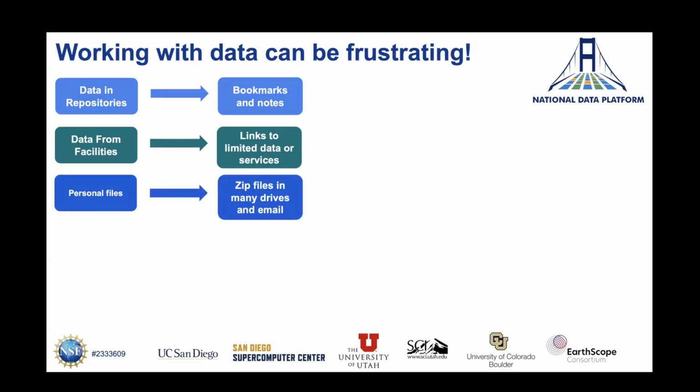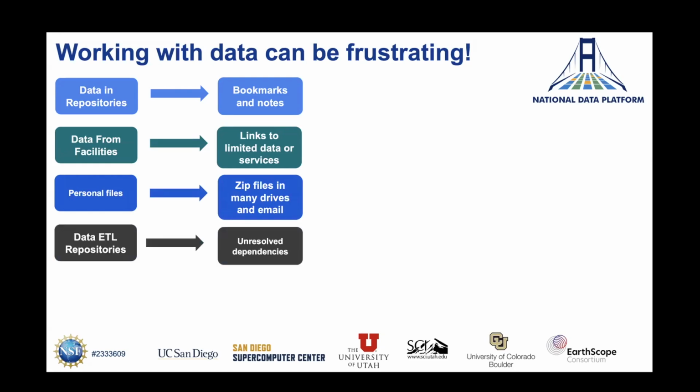You might have personal files, sometimes zip files in many drives and email our colleagues share with us. We have data in extract, transform, load type of repositories with unresolved dependencies to those. So views over data in general, and many other things. I can list probably 10 more here.